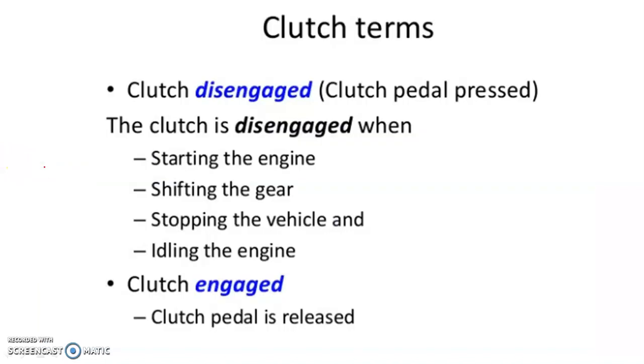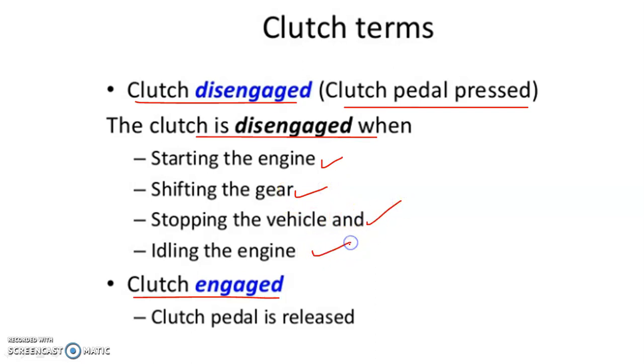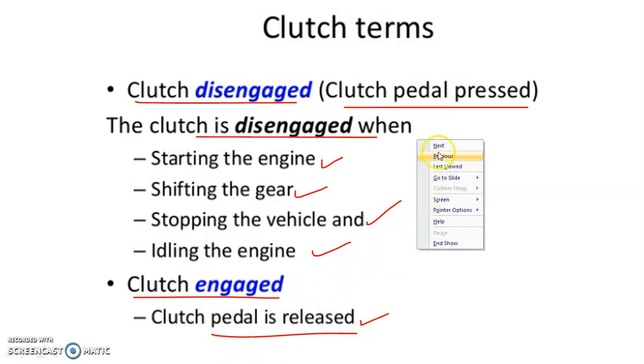In clutch, there are two terms very widely used. Clutch disengage means what, and clutch engage means what. Clutch disengage is also called clutch out, when the clutch pedal is pressed. So the clutch is disengaged when starting the engine, shifting the gear, stopping the vehicle and idling the engine. In these four conditions, this operation of clutch disengaged is employed. So clutch engage means when the clutch pedal is released. When the clutch pedal is released, then the clutch is engaged. So these are the two important terms.